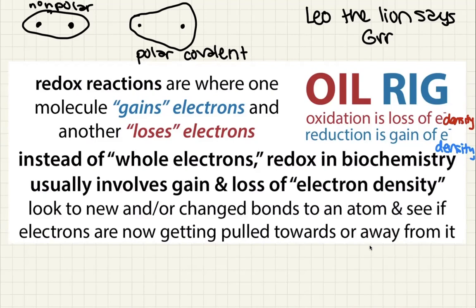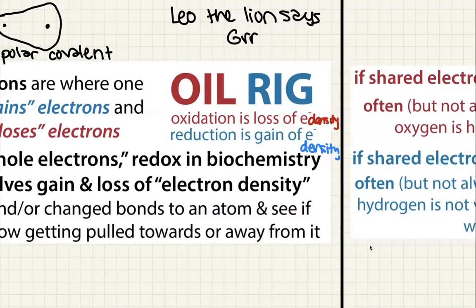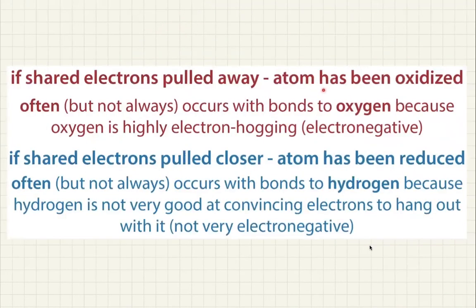And if you were to go from some situation like this to some situation like this, well, this atom is going to get more of the electron density, so it's going to be reduced. And this atom is going to have electron density pulled away from it, so it's going to be oxidized. To put this a little more concretely, if shared electrons are pulled away, an atom has been oxidized.